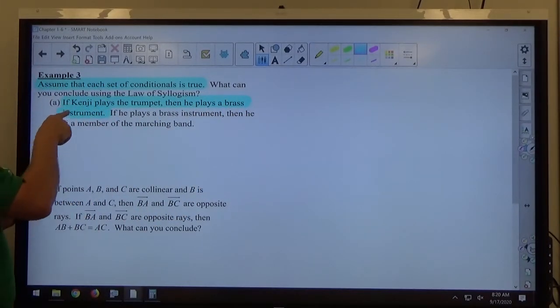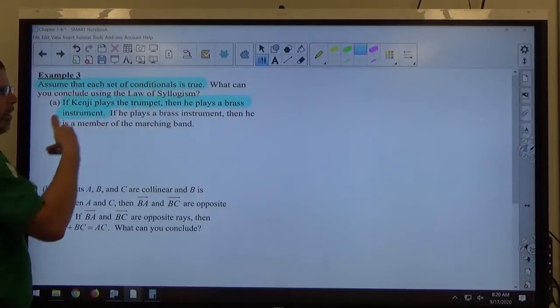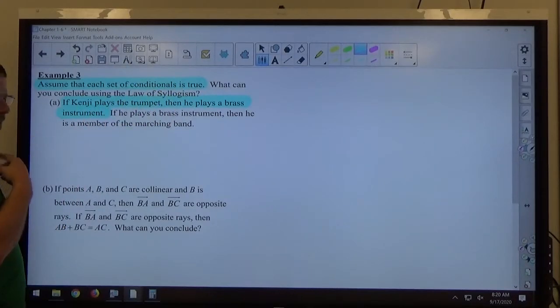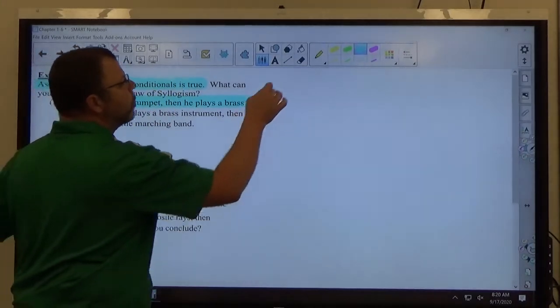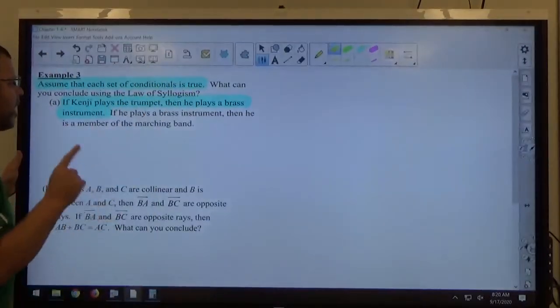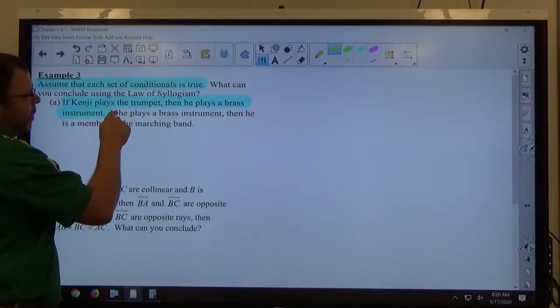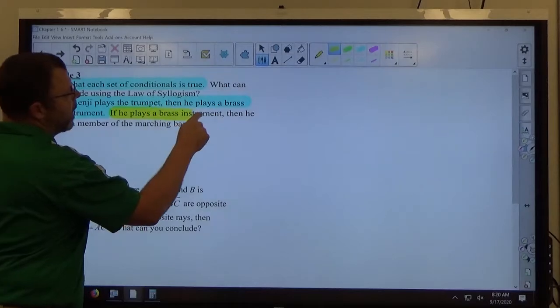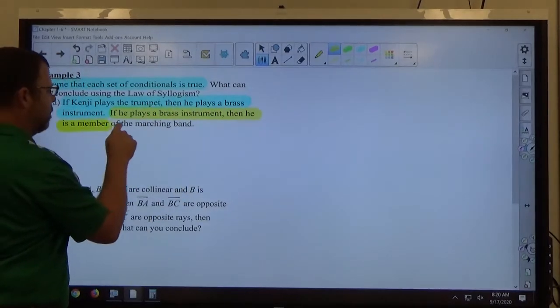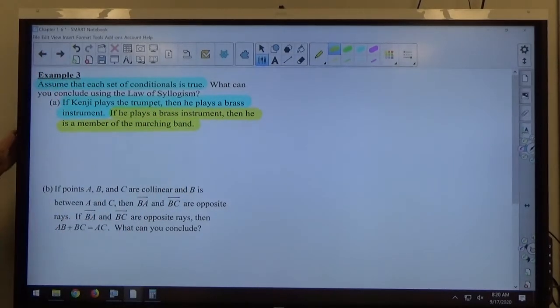Playing the trumpet, the hypothesis, leads to the logical conclusion, playing a brass instrument, right? Which is true because a trumpet is a brass instrument. If he plays a brass instrument, so again, here's another if-then statement, then he is a member of the marching band. Okay, and we're making an assumption here. I don't know if all people playing brass instruments are in the marching band, but in this specific example, we're going to say that happens. Playing a brass instrument automatically gets you qualified to be in the marching band.